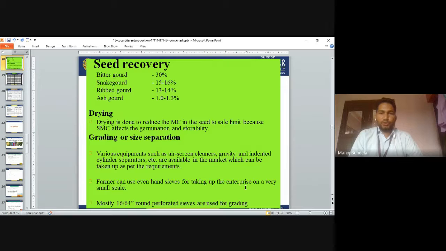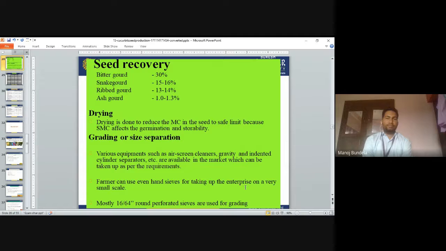Drying is done to reduce the moisture content in the seed to a safe limit, because seed moisture content affects germination and storability. If we store the seeds with moisture content, there is a chance of attack by molds or fungus. So what we have to do is go for drying, completely drying the seeds, so the moisture content will be less.